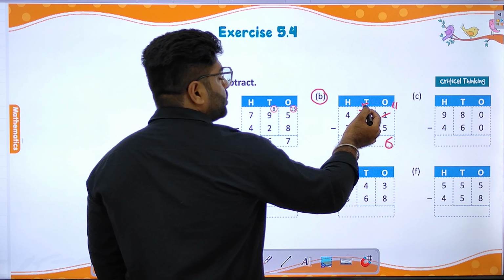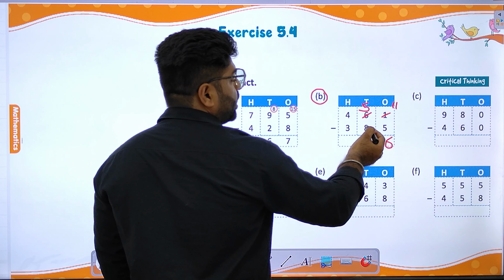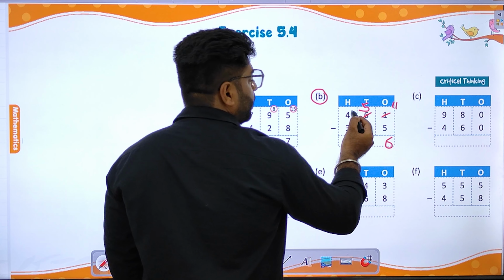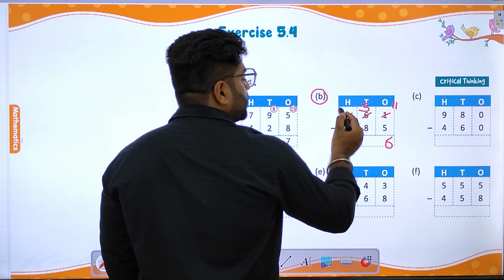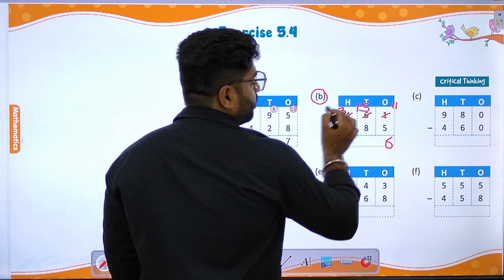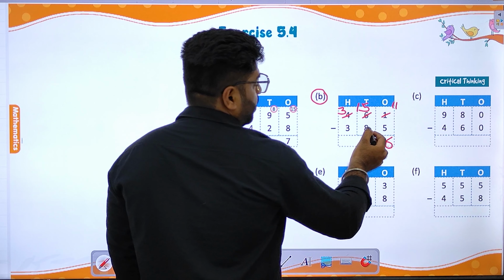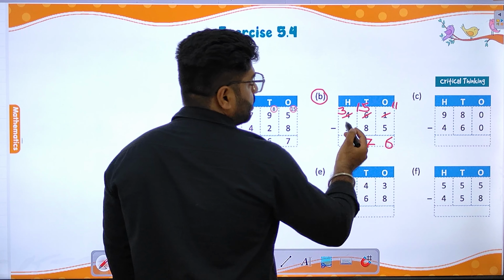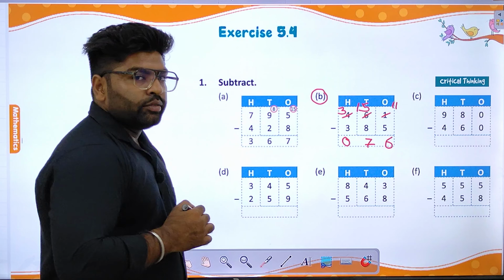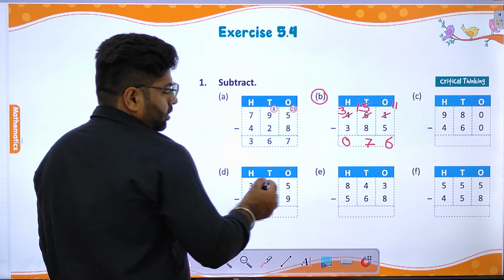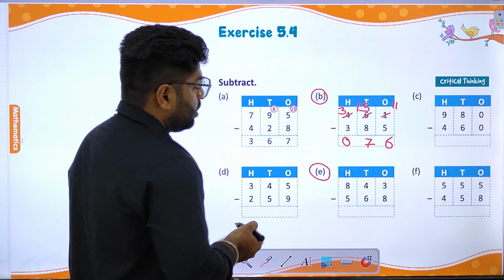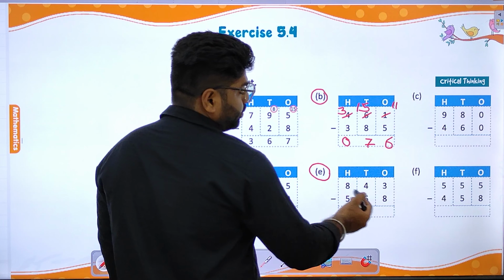Okay, now we have to subtract the tens place. This is 5 and this is 8. This is the smaller place and this is the greater place. Again, not possible. We will carry from here. 4 minus 1, we have 3 here and we have to add 10 here, so we have 15. 15 minus 8, we have 7, and here we have 3 minus 3 is 0. Clear?